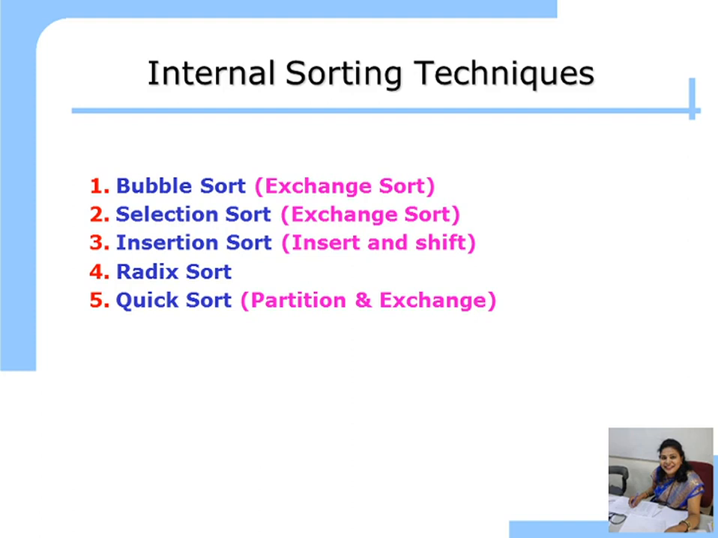These are bubble sort, selection sort, insertion sort, radix sort, and quick sort. Bubble sort is also known as the exchange sort. Selection sort is also known as the exchange sort. In your examination, if you are asked to explain the exchange sort, you can explain either bubble sort or selection sort. The third sort is insertion sort. It is not an exchange sort. It is based on two operations, insert and shifting. Next is radix sort, and fifth is quick sort. Quick sort is also known as partition and exchange sort. And quick sort has less time complexity as compared to all the others.